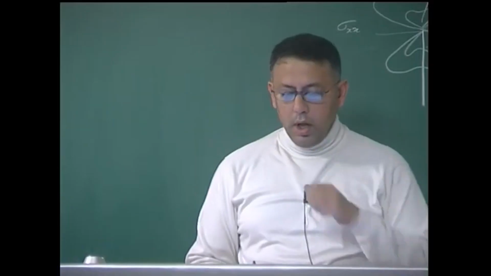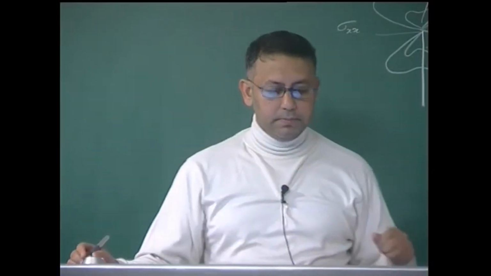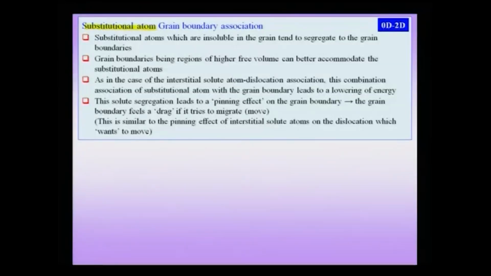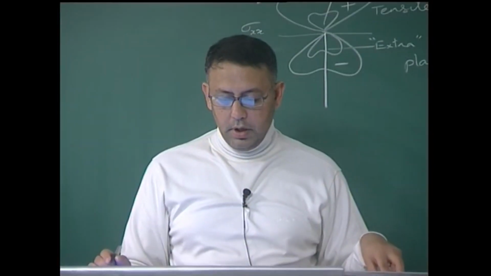So, let us consider some more examples of defect association. We can think of substitutional atoms which are segregating to the grain boundary. Substitutional atoms which are insoluble in the grain, or have a low solubility in the grain, tend to segregate to the grain boundaries, because the grain boundary is associated with a certain amount of higher free volume and can better accommodate these substitutional atoms which otherwise have a very low solubility in the grain.